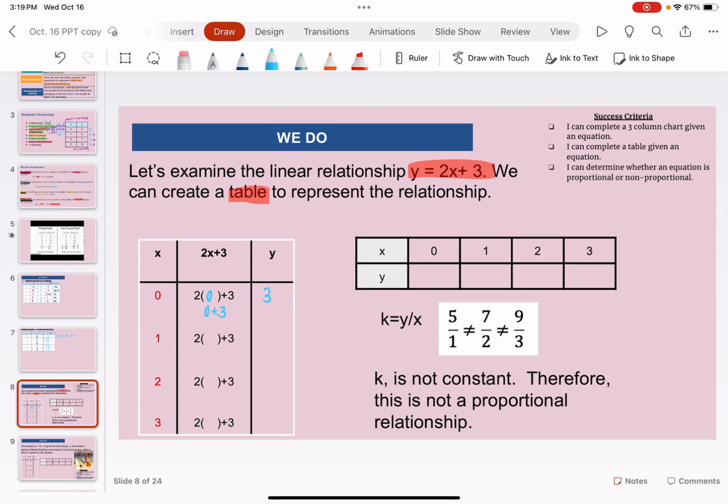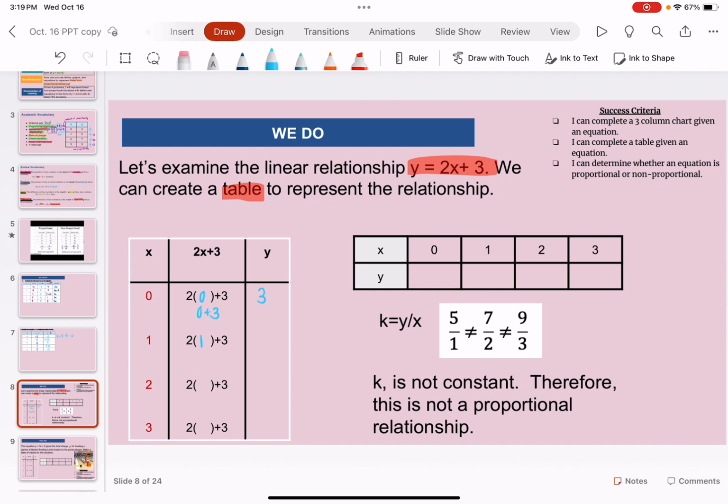Next, when x is 1, I'm going to put in the 1 in the parentheses, so 2 times 1. And then we're going to add 3. 2 plus 3 is 5. Then next, when x is 2, we have 2 times 2. 2 times 2 is 4. 4 plus 3 is 7.